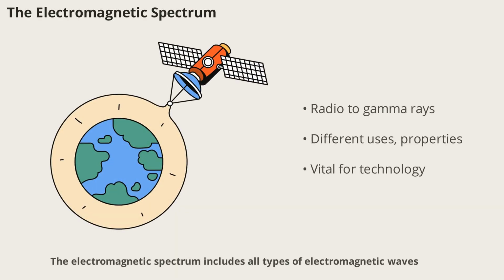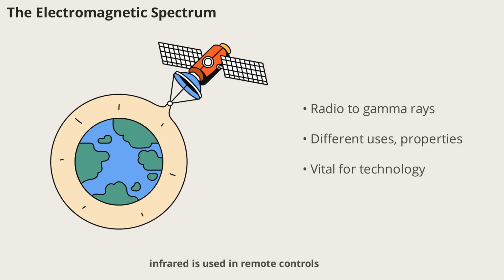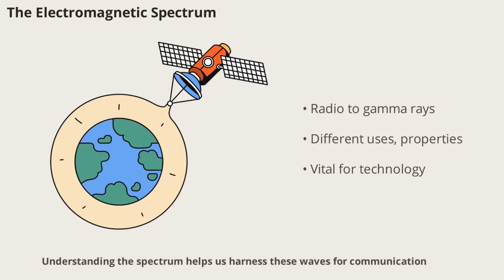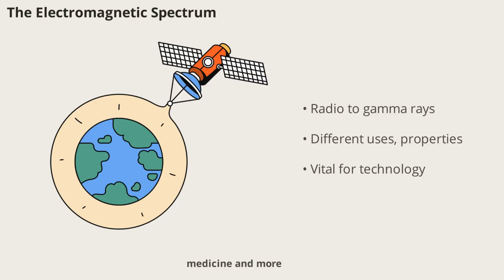The electromagnetic spectrum includes all types of electromagnetic waves, from radio waves to gamma rays. Each type has a different wavelength and frequency, giving it unique properties and uses. For example, microwaves heat our food, infrared is used in remote controls, and X-rays help doctors see inside our bodies. Understanding the spectrum helps us harness these waves for communication, medicine, and more.